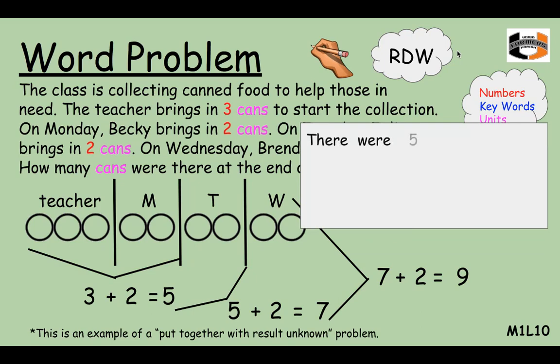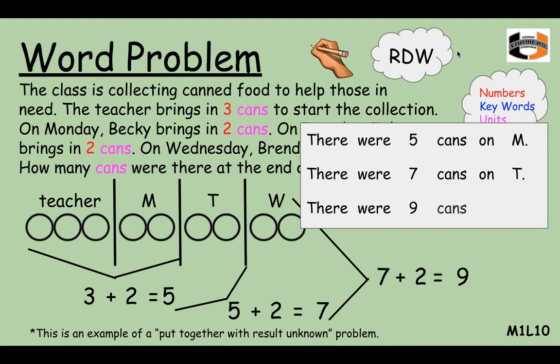There were 5 cans on Monday. There were 7 cans on Tuesday. There were 9 cans on Wednesday. So there we have our complete answer for that word problem.